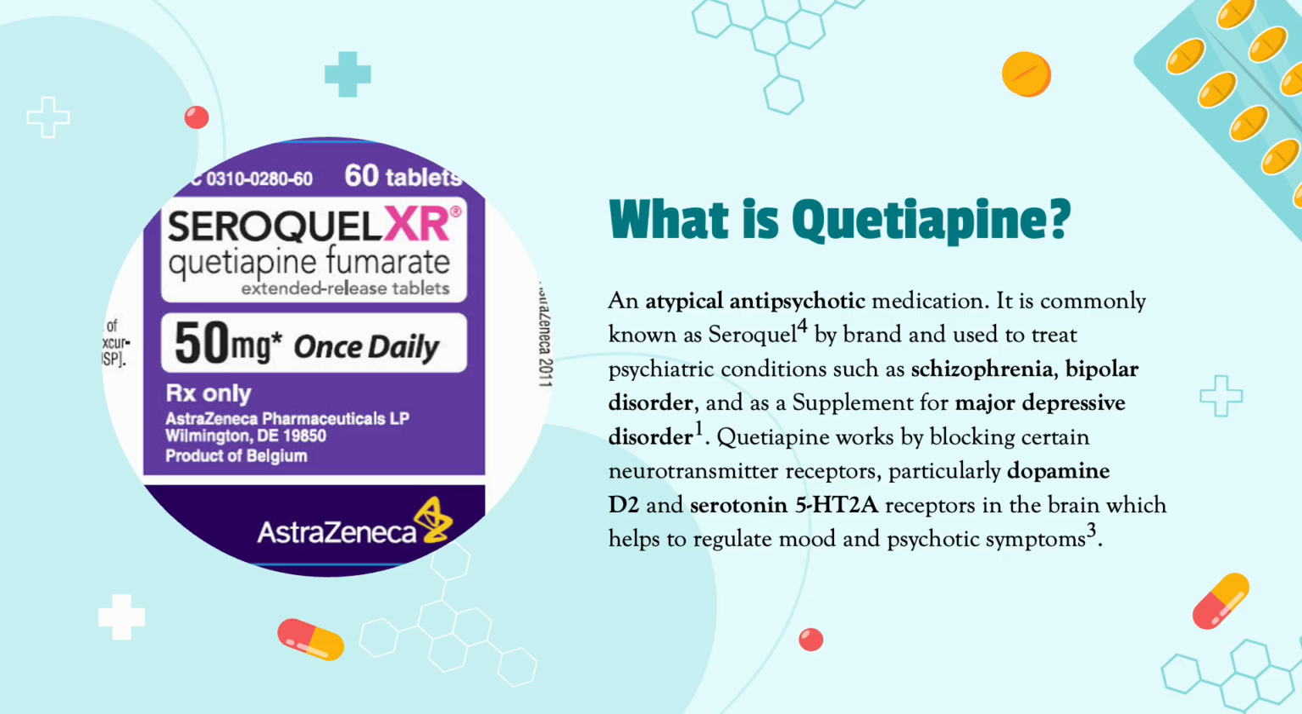So what is Quetiapine? Quetiapine is an atypical antipsychotic which is used to treat schizophrenia, bipolar disorder, and as a supplement for major depressive disorder. Quetiapine is commonly known as Seroquel by brand name, and it works by blocking dopamine D2 and serotonin 5-HT2 receptors, which help regulate mood and psychotic symptoms.